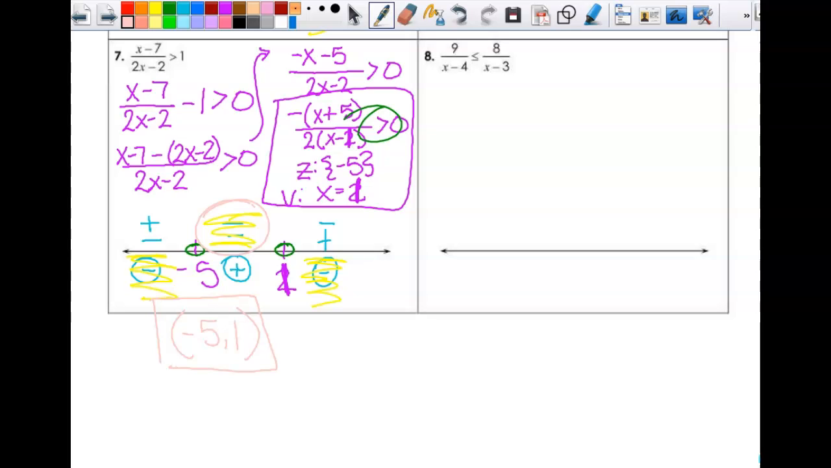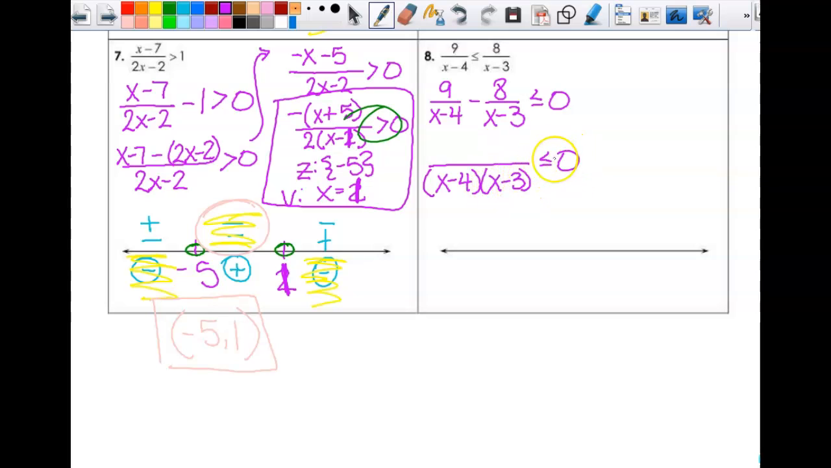All right. Last one. Set it equal to 0. So I'm going to get 9 over x minus 4 minus 8 over x minus 3 less than or equal to 0. I need a common denominator. So I have to multiply the first one by x minus 3 over x minus 3, the second one by x minus 4 over x minus 4. So my new denominator is going to be x minus 4 times x minus 3. I do not want to multiply that together because I want it factored. My numerator is going to be 9 times x minus 3 minus 8 times x minus 4.